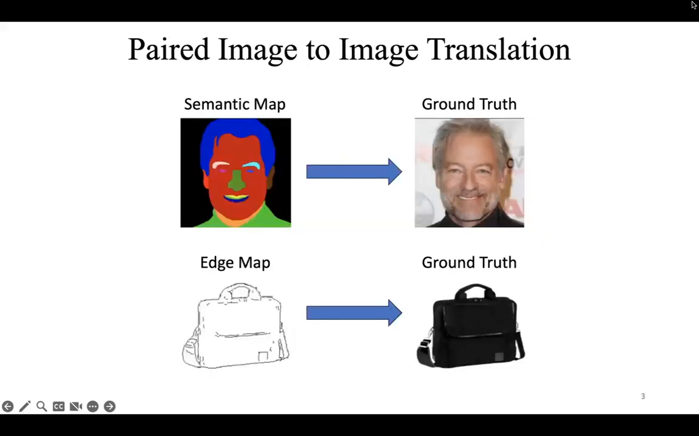In our work, we look at paired data for the CelebAMask-HQ dataset, where we learn the mapping from semantic maps to real faces. We also look at edges to handbags, where we go from edge outlines of handbags to full handbags.